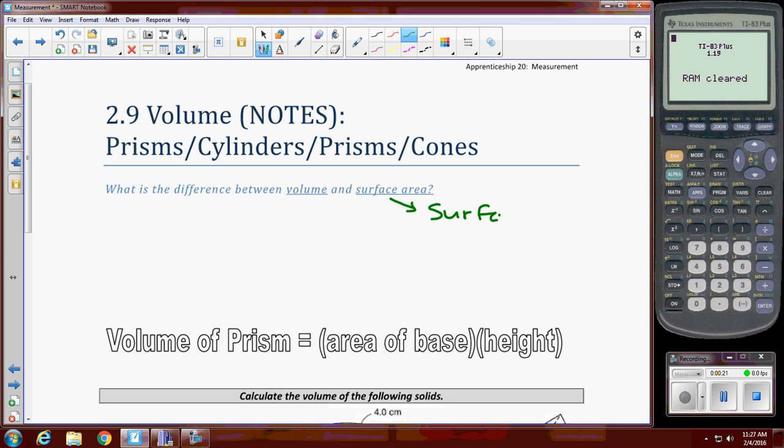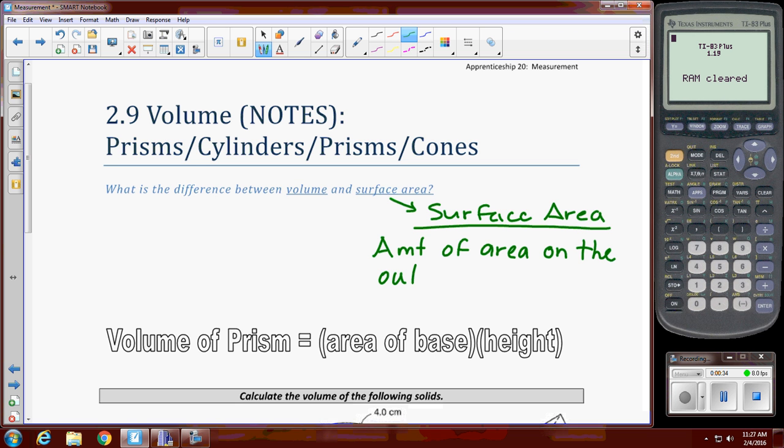Surface area, as we've been looking all along, is the amount of area on the outside of a 3D shape. So that's taking all of the faces and adding them up to get the surface area. So if we think of it in context of like a present, we'd say the surface area is how much wrapping paper does it actually take to cover this present.